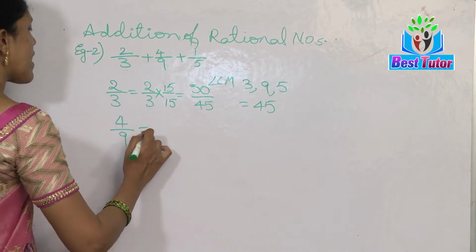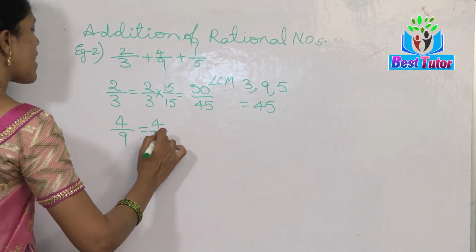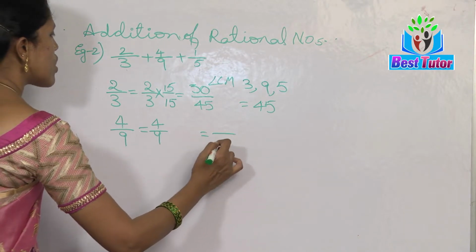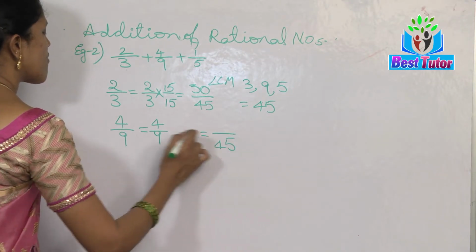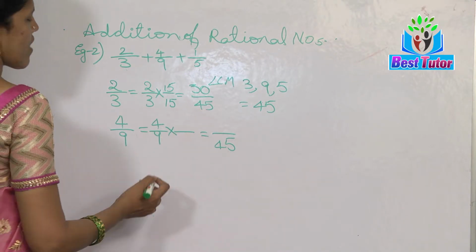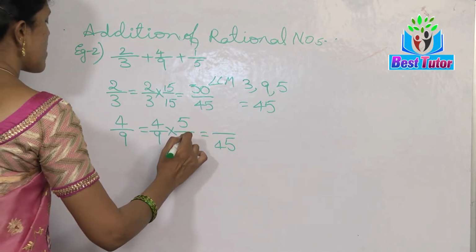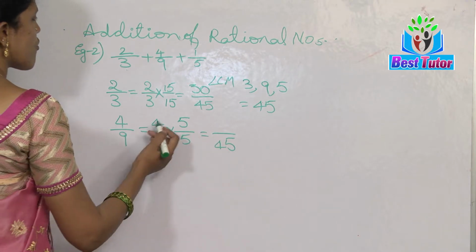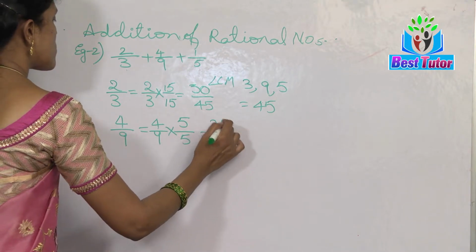How about 4 by 9? 4 by 9, I want the denominator to be 45. 9 into dash is equal to 45. We know that 9 5s are 45. So 4 into 5 is 20.